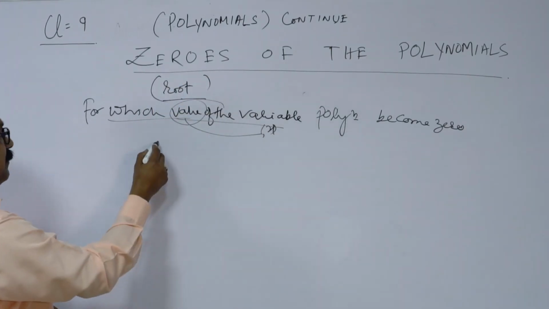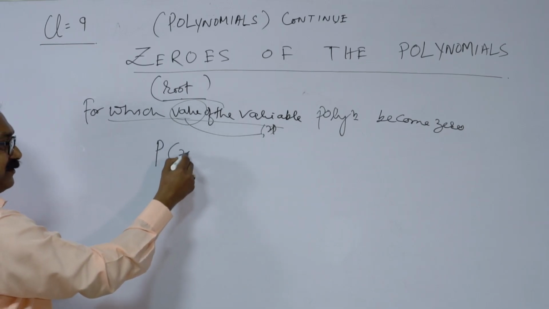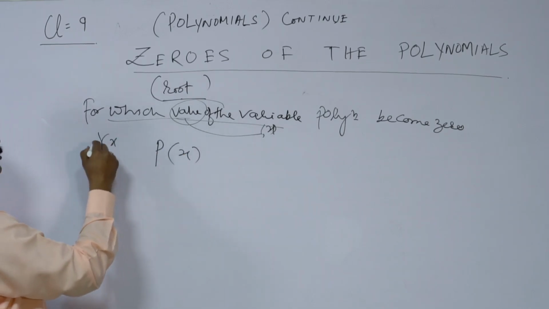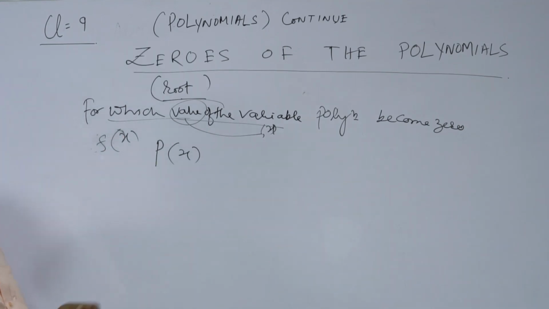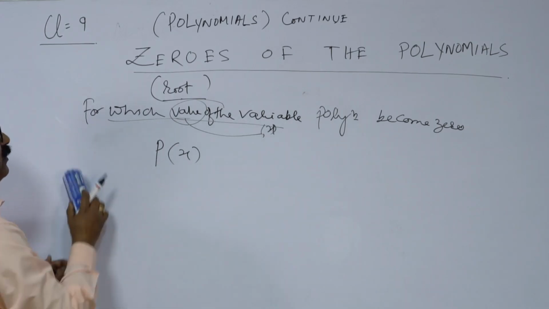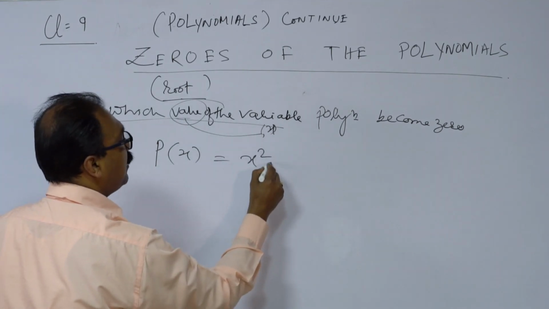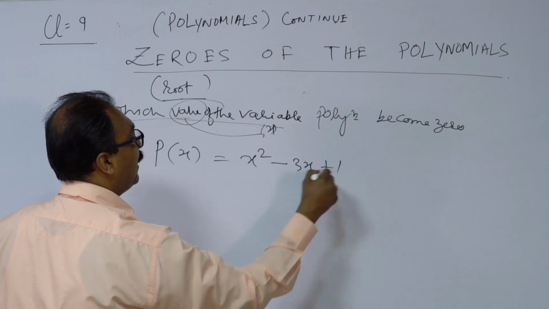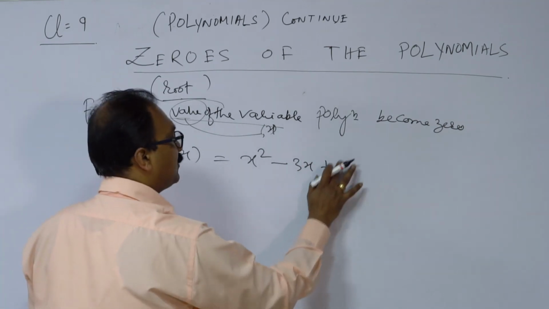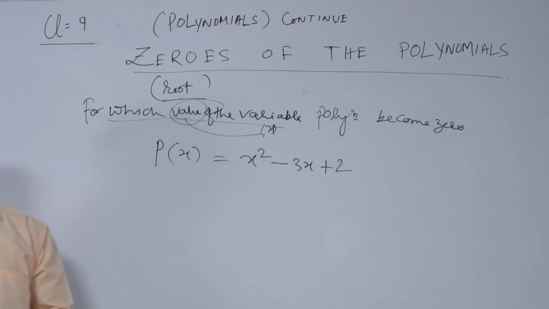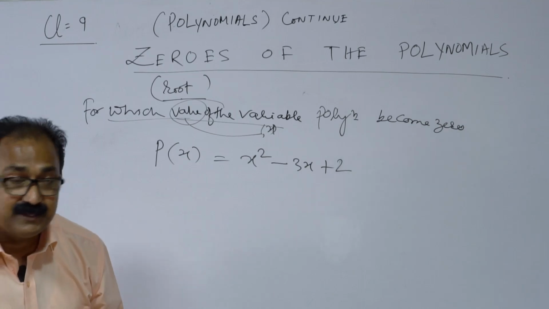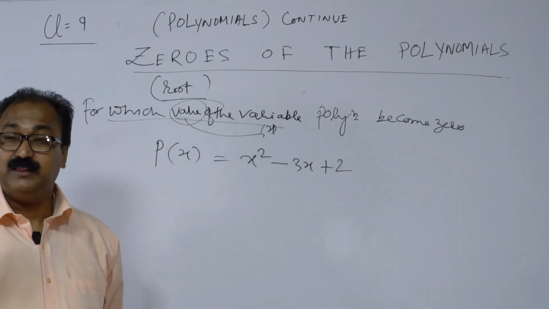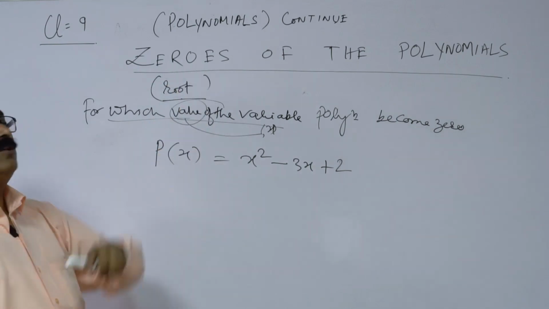Example. Suppose the polynomial is indicated as p of x. You can indicate it as f of x also, the function of x. But here we consider the polynomial p of x, which is x square minus 3x plus 2. I have to find the zeros of the polynomial, meaning for which value of x this result becomes 0. That value is called the zero of the polynomial.